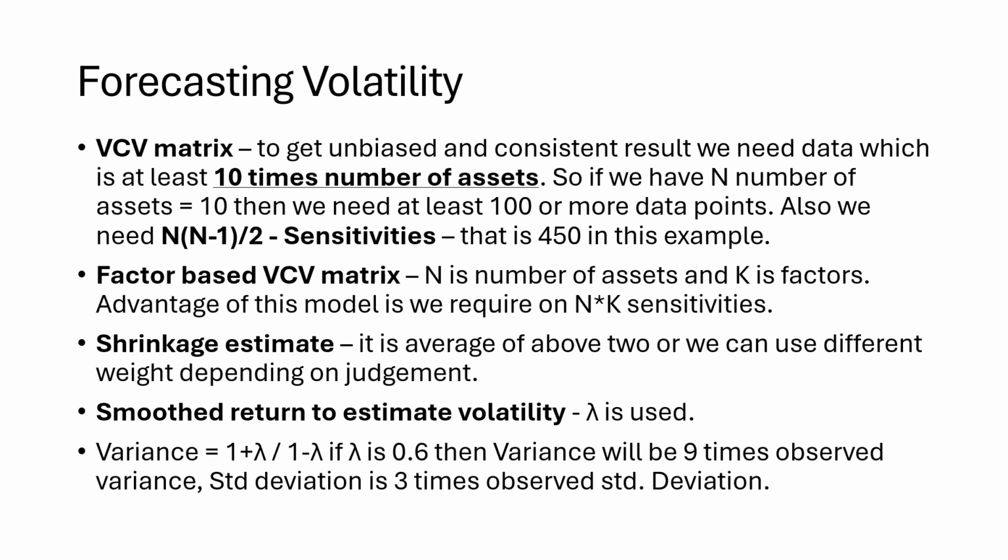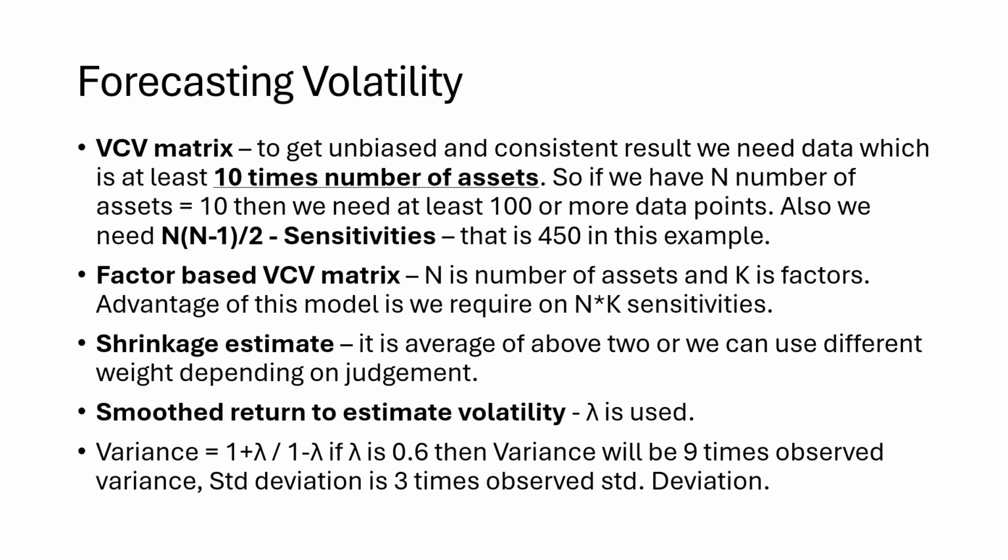So forecasting volatility is done using four different ways: VCV matrix, that is variance covariance matrix, factor-based VCV matrix, shrinkage estimate, and smooth return to estimate volatility. Okay. The first one is variance covariance matrix. I have a complete detailed video of this in the asset allocation part. So in this one, I'm not going to talk much about it, but this VCV matrix needs few things.